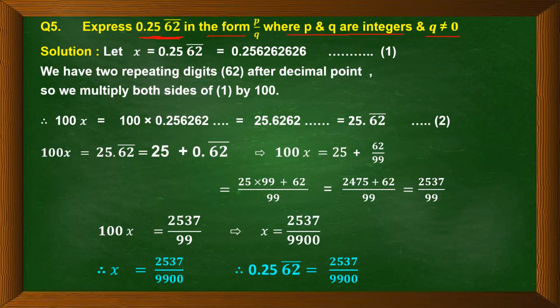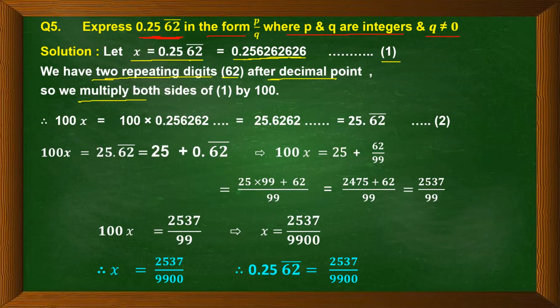So let us start by assuming x is equal to 0.2562 bar. Now since only two digits are being repeated, that is 62, we can write it as 0.25, 62, 62, 62 and so on. So this is our first equation: x is equal to 0.25626262. Now we have two repeating digits, that is 62, after the decimal point.